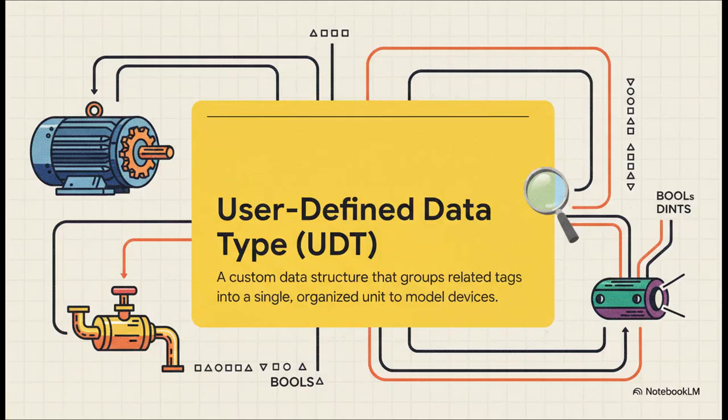So what is it exactly? Well, a UDT is a custom data structure that you create. It lets you group all the related bits and pieces of data for a real-world device, a motor, a valve, a sensor, into one clean logical package. You're no longer stuck with just the basic bools and dints. You get to create your own perfect data types that match what you're actually controlling.